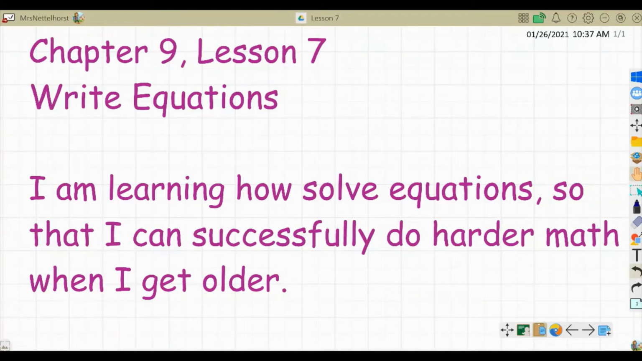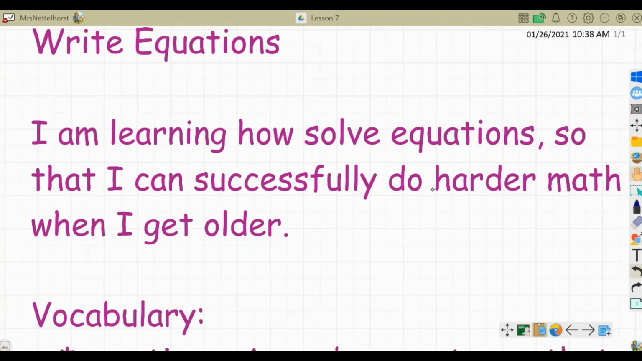Okay, boys and girls, today we're doing Chapter 9, Lesson 7, Write Equations. Our learning intention is: I am learning how to solve equations so that I can successfully do harder math when I get older. So we are going to look at vocabulary.